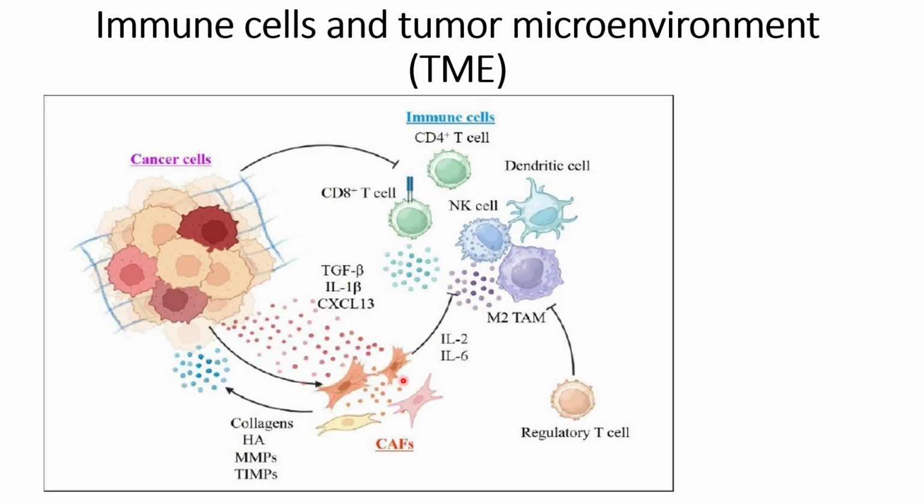Apart from that, the other things that we have already covered in the previous video are collagen, MMPs and TIMPs, and the cancer-associated fibroblasts that release interleukin 2 and interleukin 6, which also help in NK cell inhibition. And these regulatory T cells usually inhibit the cytotoxic T cells. So this is, in general, how the tumor microenvironment of pancreatic ductal adenocarcinoma interacts with the immune cells.